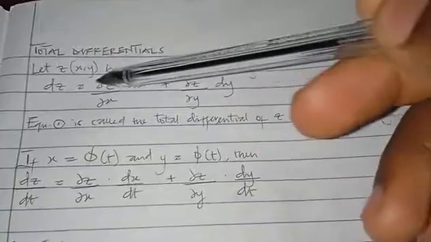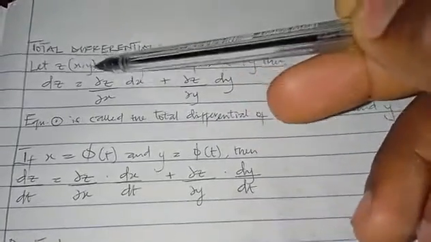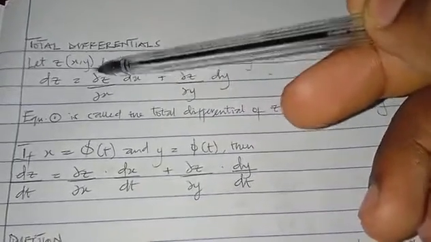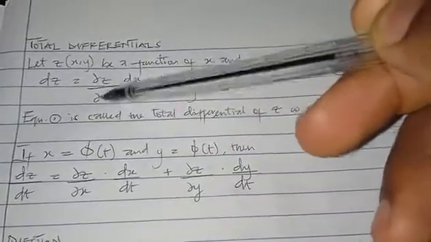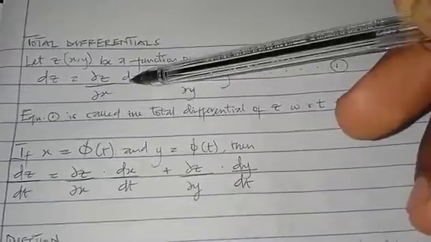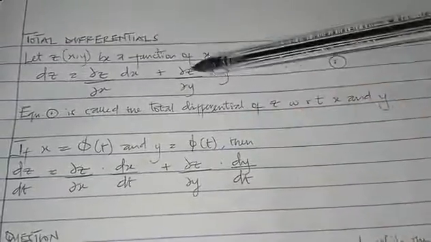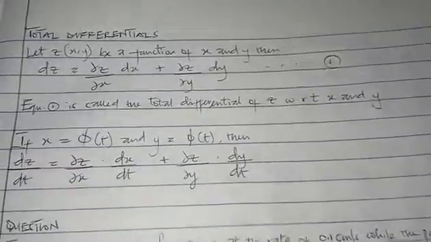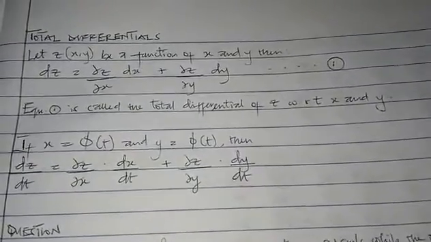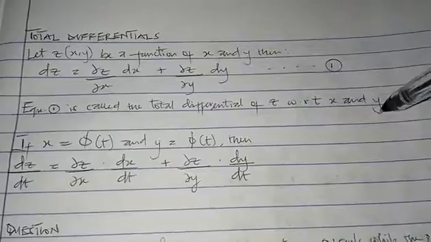Z is a function of x and y, so definitely it's going to use a partial since it's a function of x and also a function of y. So you have partial z over partial x times dx plus partial z over partial y times dy is equation 1. Now equation 1 is called the total differential of z with respect to x and y.